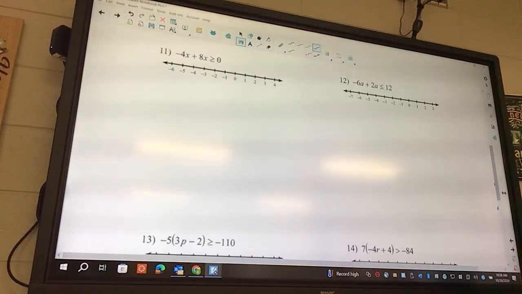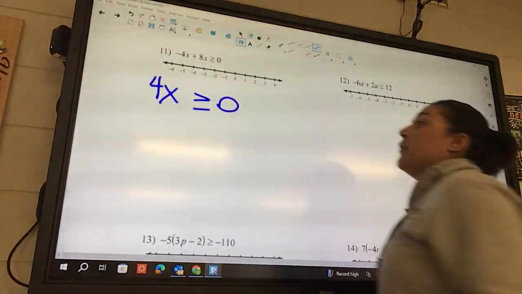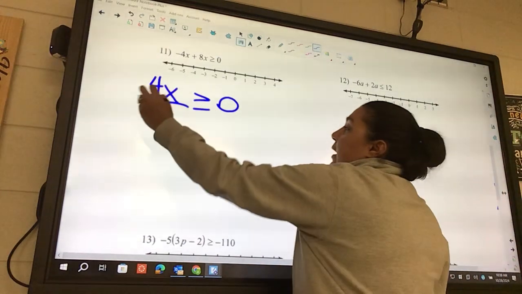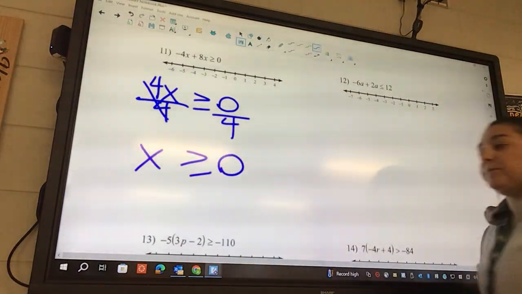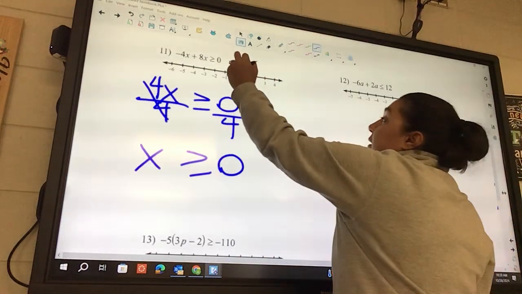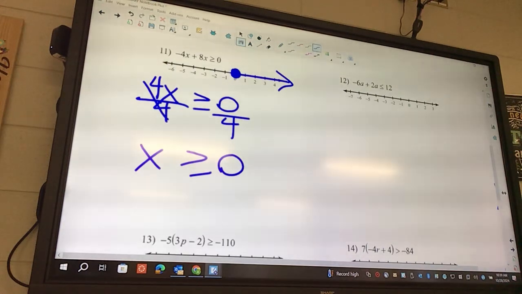There's no parentheses, so we can go ahead and combine. -4 plus 8 is gonna be a positive 4x and a 0. Okay, and then I gotta divide by 4. Okay, on the 0 is gonna be closed, and it says x is bigger than. The alligator's eating the x, so he's still hungry. We got 4 left.